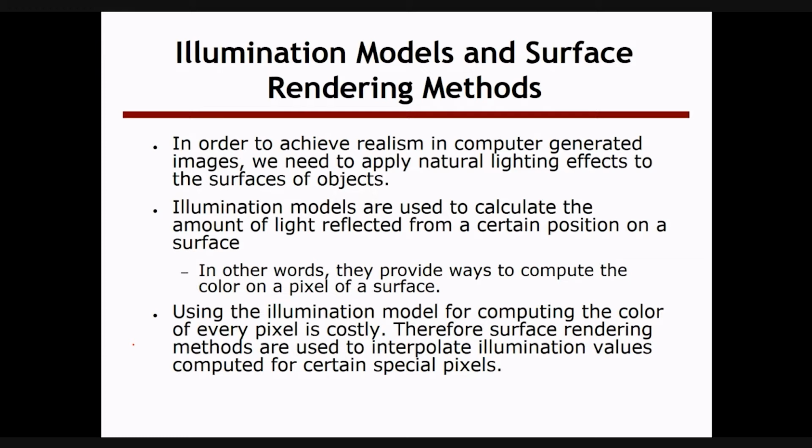The very first point says that in order to achieve realism in computer generated images, we need to apply the natural lighting effect to the surface of the objects. A very simple thing. What we see and try to understand is, if we look at some surface or a river, these are the lights falling on that particular thing, and this is the light getting reflected, and you are able to see that kind of intensity coming out of that surface, whether it is a ball or a river or whatever it is.